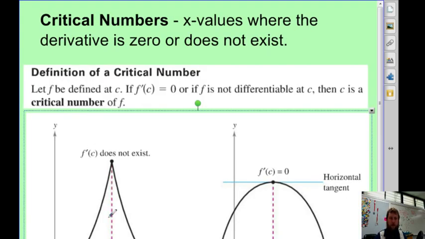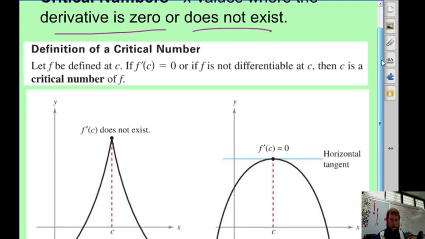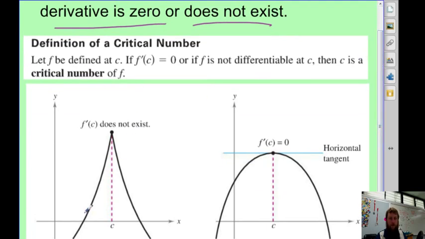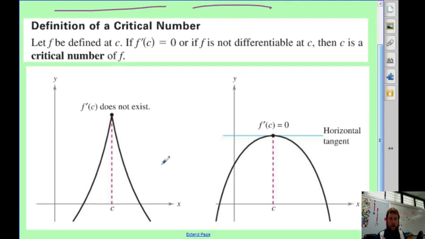These are all critical numbers: the x values where the derivative is either 0 or does not exist. So sometimes we want to find these critical numbers. Here are two cases. In this graph, we're both coming to this point right here, but there's not going to be a derivative at this point. In this case, there is a derivative. It's 0. It's a horizontal tangent line.